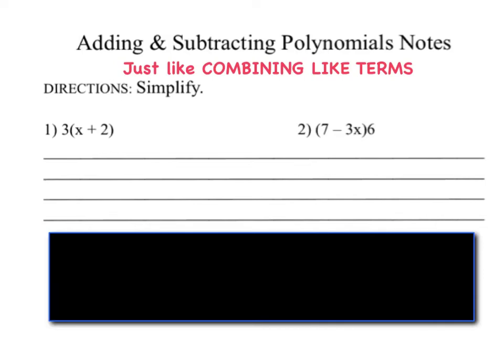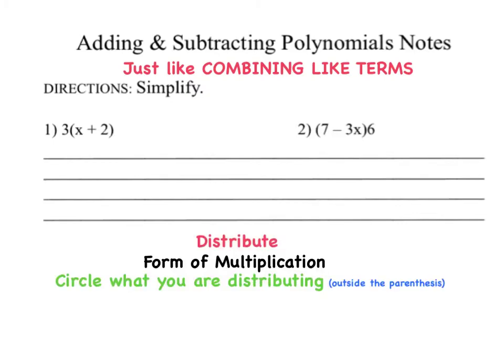Hey guys, these are the notes for adding and subtracting polynomials, which is basically just combining like terms. So this is stuff that we've already done before at the beginning of the school year. For the first problem, the directions say simplify. So what we need to do is first distribute. And remember, to distribute means it's a form of multiplication, okay? So basically we're multiplying.